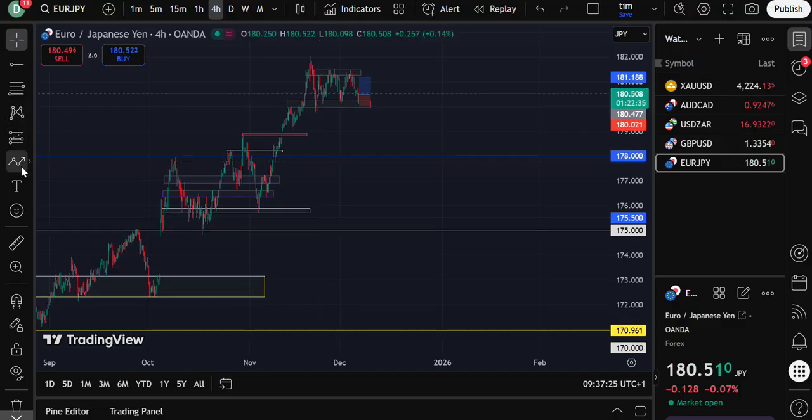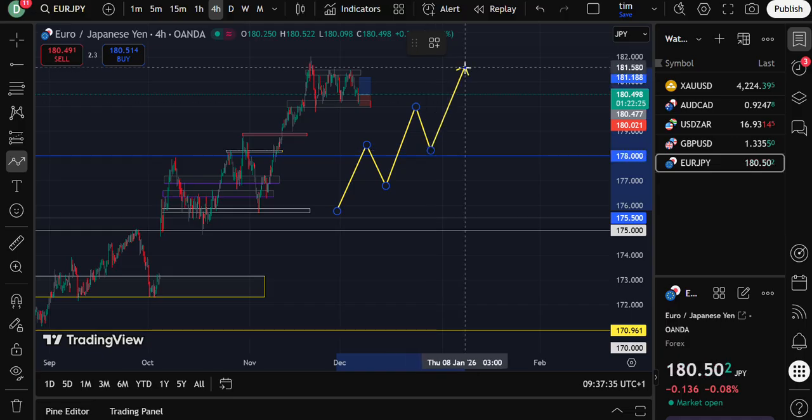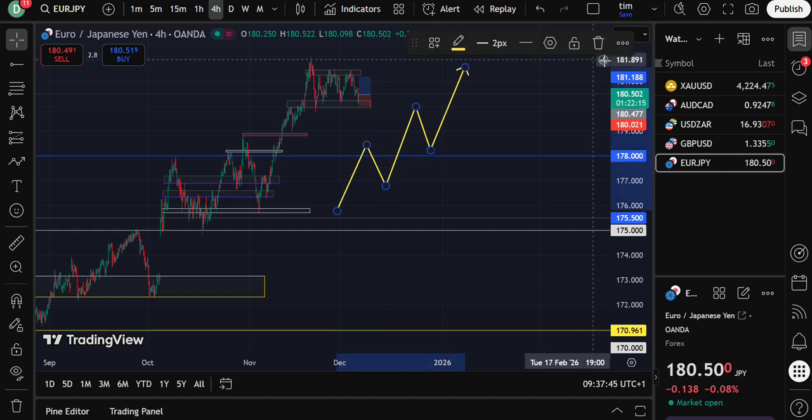Euro JPY has been on an uptrend for a while. By uptrend, I mean chart goes down, up, so it goes up, down, and you notice that it just keeps on going up, no matter what. Even if it tries to come down, it just continues upwards.